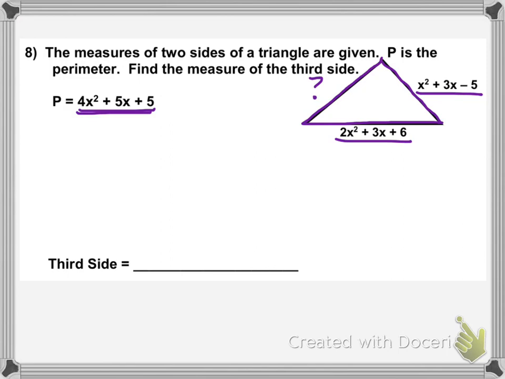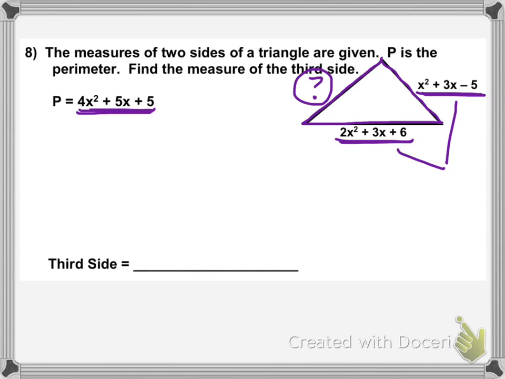But what I need to do is find the third side. So if I knew that all of the sides added up to this expression on the left, and I subtracted the two sides that I knew, then I would be left with the length of the third side, right? So what we really need to do is we need to add these two guys up, see what it is, and then subtract it from the total perimeter.